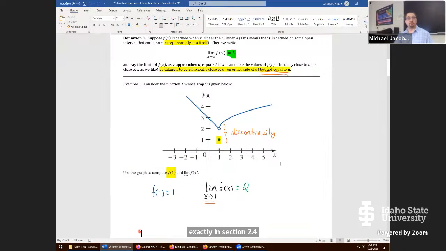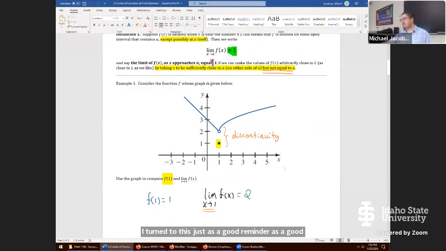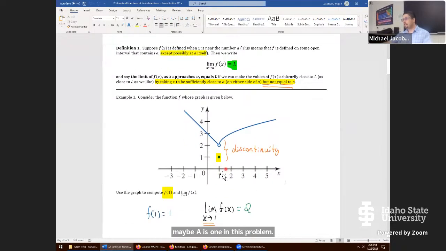I turn to this just as a good reminder, as a good refresher over the weekend. When you go to take the limit, if it says x tends towards a, that means you're heading towards a specific finite number, like say maybe a is 1 in this problem. But whenever you take that limit, the value at a is irrelevant. You take x close to a on either side of a if it's a double-sided limit like this one. But whatever happens at a makes no difference to the outcome of the limit. That's one thing that's really weird. A limit cannot be changed based off of one single point. You have to change the entire curve to start messing with the limit.